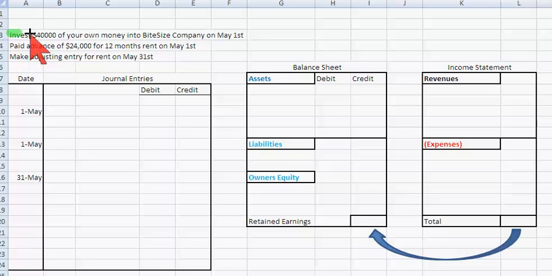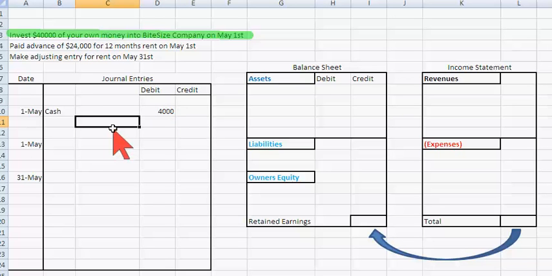The first transaction is that we invested $40,000 of our own money into Bite Size Corporation on May 1st. So into the company we put in cash for $40,000. And we credit common stock because original investments are most of the time credits to common stock for $40,000. Let me just fix this. Okay. We're gonna post all our entries into the balance sheet or the income statement after we finish.